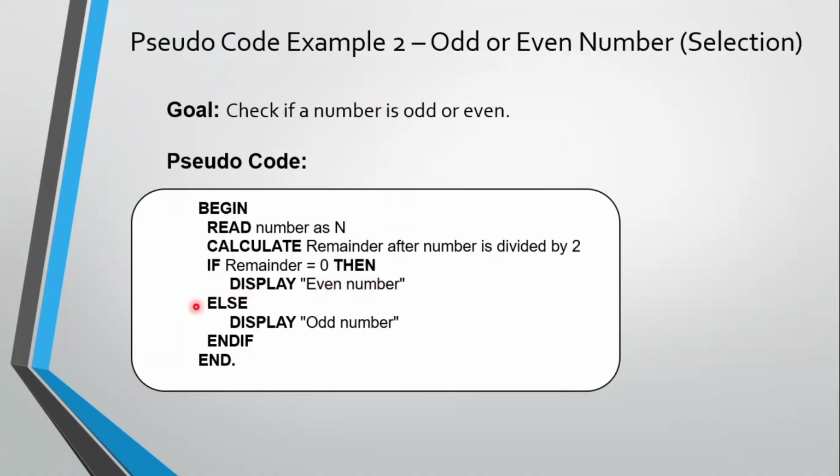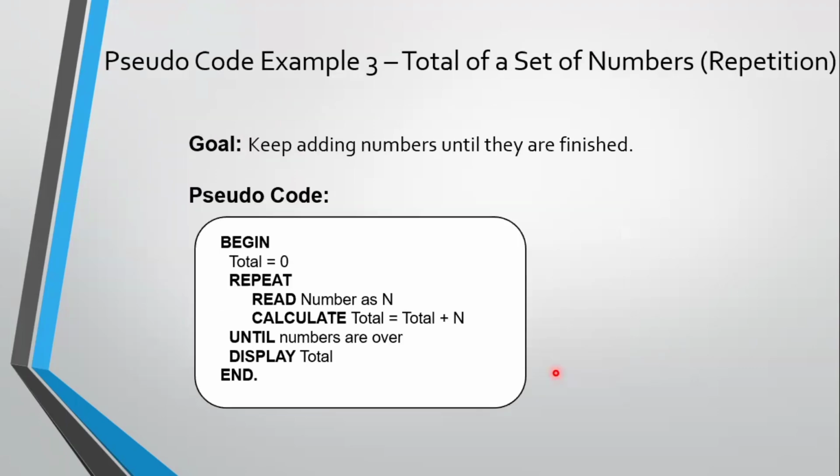Otherwise, which means else, it says it's an odd number. Every if must have an end if, like this. We end the if statement by this end if keyword, so the computer knows the decision part is over. So, moving to the repetition part.